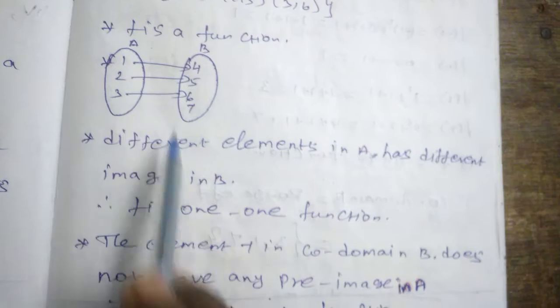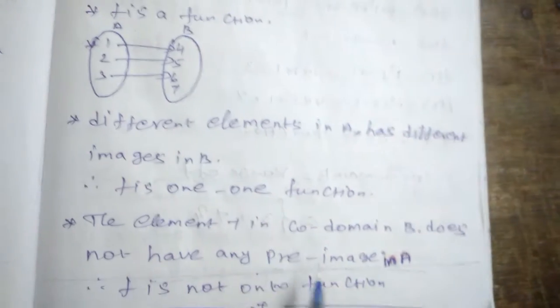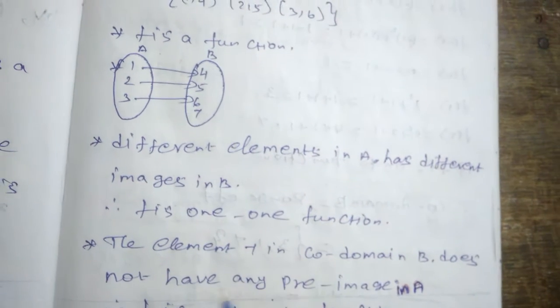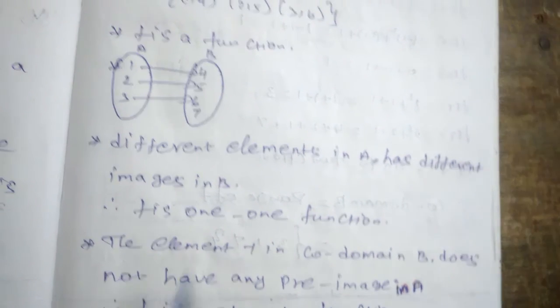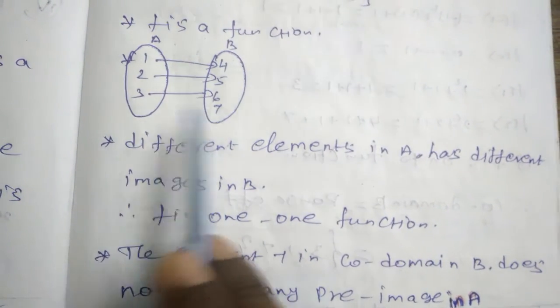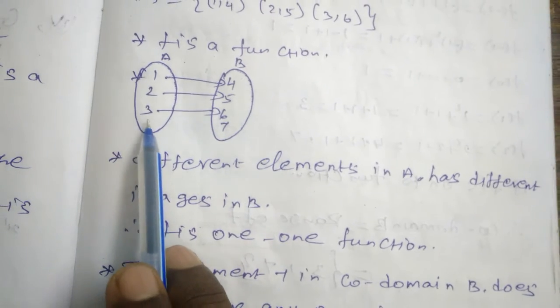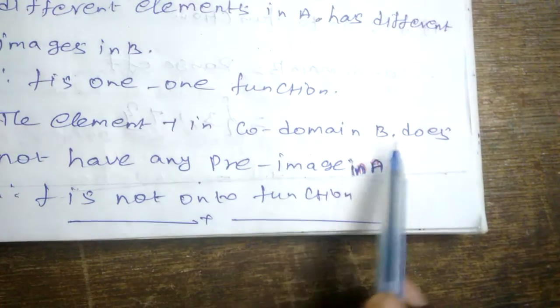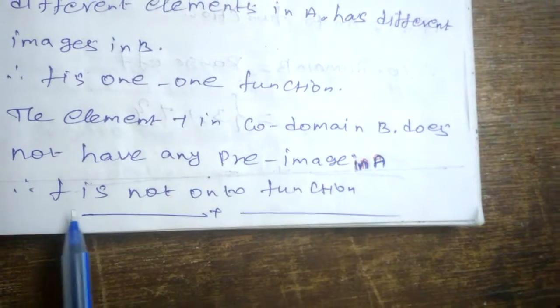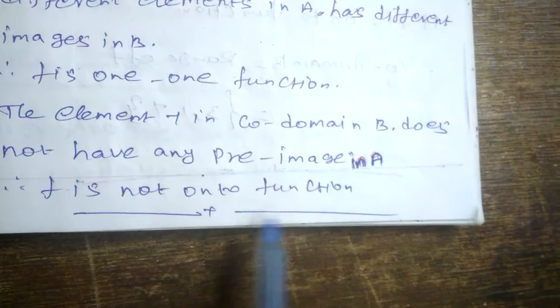But the element 7 in the codomain B does not have any pre-image in A. Listen, the element 7 does not have a pre-image in A. So it is not an onto function. So F is not an onto function.